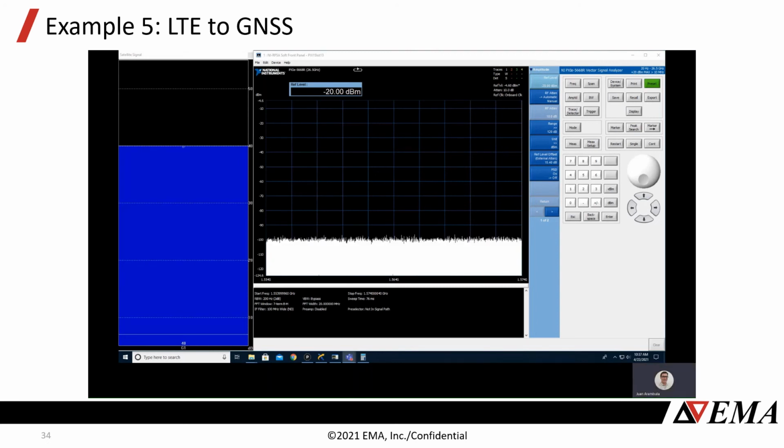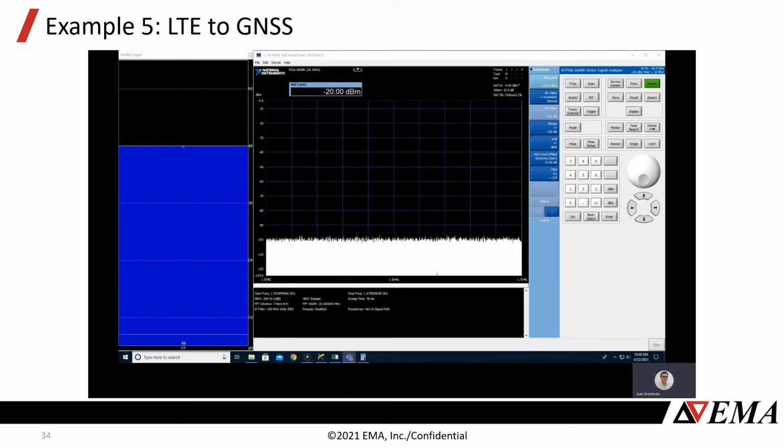For this scenario, we have an LTE modem as our transmitter and a GPS radio as our receiver. On the left side of the screen, we're monitoring the carrier to noise of our GPS signal, which operates at the L1 band, or 1575.42 megahertz. On the right side of the screen, we're monitoring the second harmonic of LTE band 13. LTE band 13 transmits between 777 to 787 megahertz, meaning that the second harmonics lie between 1554 to 1574 megahertz.